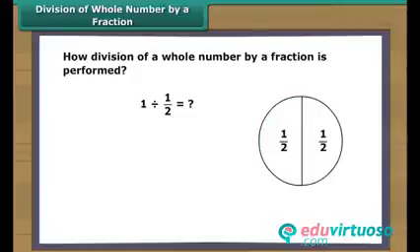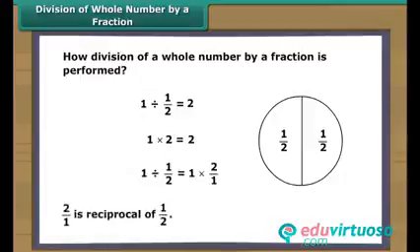So we can say that 1 divided by half is 2, but 1 multiplied by 2 is also 2. Thus 1 divided by half is equal to 1 multiplied by 2/1. 2/1 is the reciprocal of 1/2.